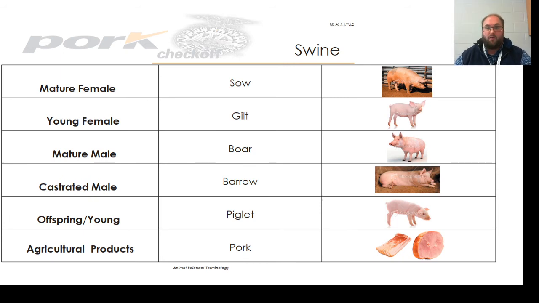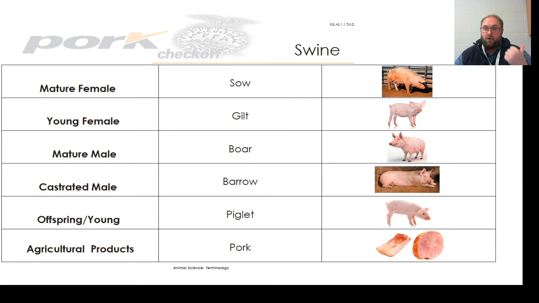So as a group, in the livestock industry, we refer to pigs as swine. When we're talking about them as a species, they are swine. Now the terms swine, pigs, hogs, they're all interchangeable. So I'm not going to get super picky and correct you, but I want you to know that the proper term in the livestock industry is swine.